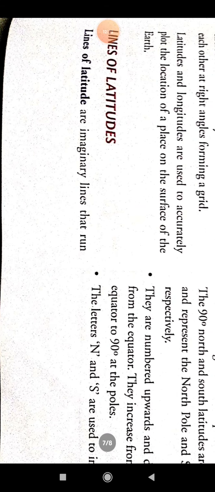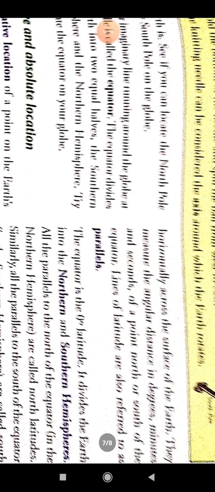The lines of latitude are imaginary lines that run horizontally across the surface of the earth, and they measure an accurate distance in degrees. All these latitudes are measured in degrees, and in degrees, minutes and seconds, of a point north to south. Lines of latitude are also referred to as parallel lines.